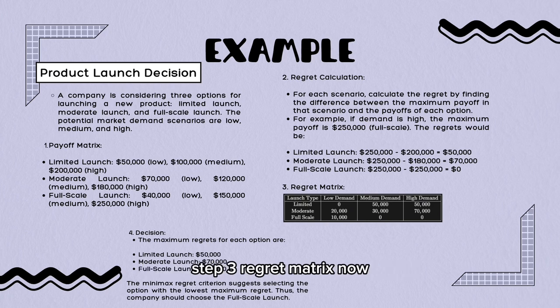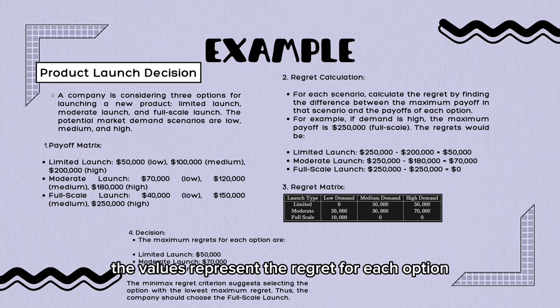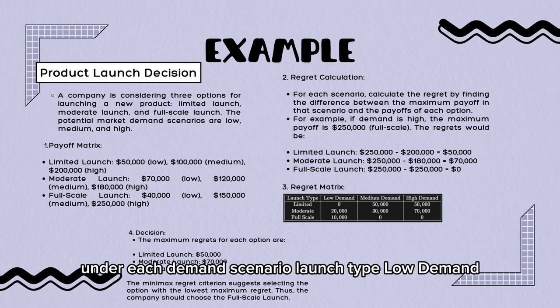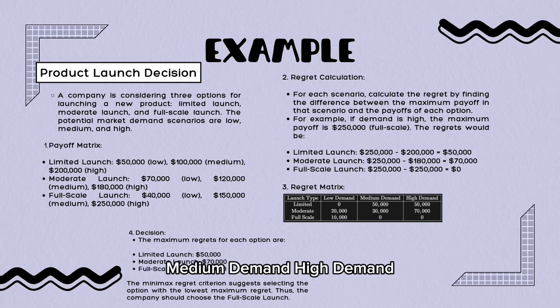Step 3. Regret matrix. Now, let's look at the regret matrix that summarizes this calculation. The values represent the regret for each option under each demand scenario. Launch type, low demand, medium demand, high demand. Limited is 0, 50,000, 50,000. Moderate is 20,000, 30,000, 70,000. Full scale, 10,000, 0, 0. This matrix shows us the potential regret for each decision.